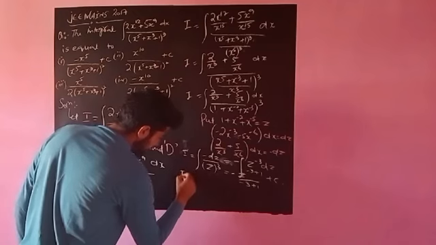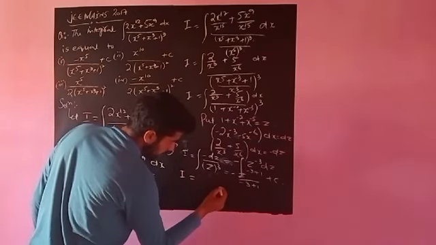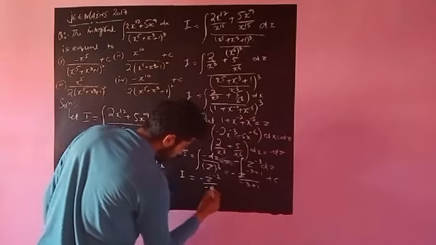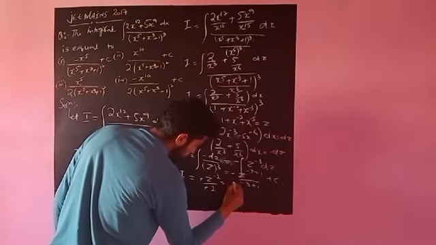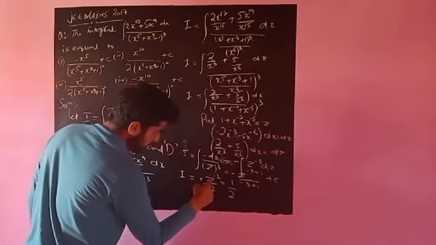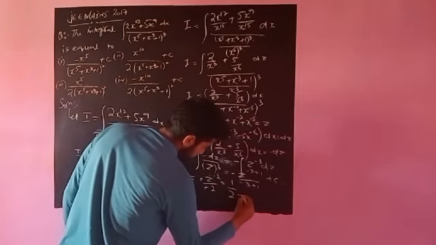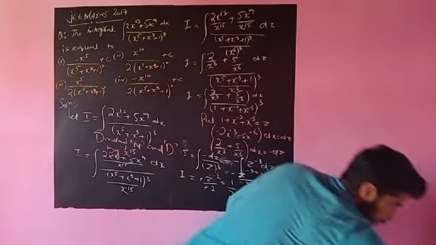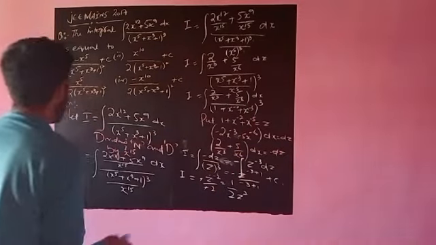We will further solve this. This is I is equal to minus z raised to the power minus 2 upon minus 2. This minus and minus cancel, and 1 by 2, and we put z raised to the power 2 in the denominator. Here we further solve this problem.